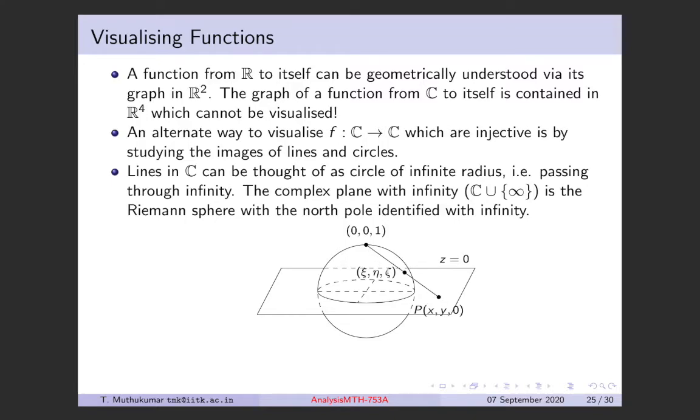Then you take any complex number on the complex plane, and you join it with the north pole. The place where it intersects the sphere is the point that corresponds to this complex number. So except the north pole, everything is mapped to the complex plane, and the north pole is mapped to infinity. In this sense, any line on the complex plane can be seen as a line passing through the north pole here.